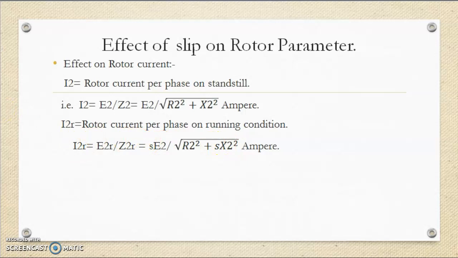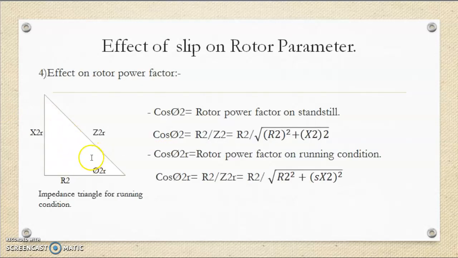Then cos phi 2R. From the previous slide we have found out cos phi 2R. Cos phi 2R is adjacent upon hypotenuse, that is R2 divided by Z2R. Again Z2R is the same, under root of R2 square plus SX2 square.